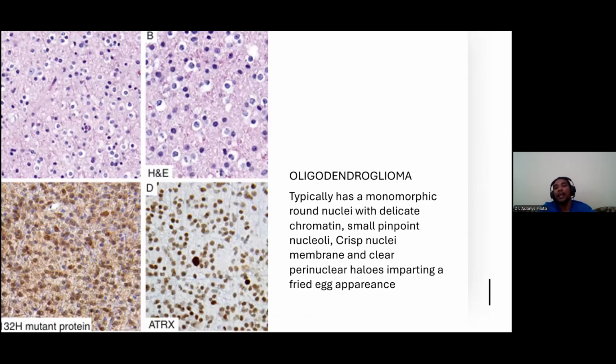Oligodendroglioma typically has monomorphic round nuclei with delicate chromatin, small pinpoint nucleoli, crisp nuclear membrane, and clear perinuclear halos, imparting a fried egg appearance seen in the images here, with hematoxylin and eosin.